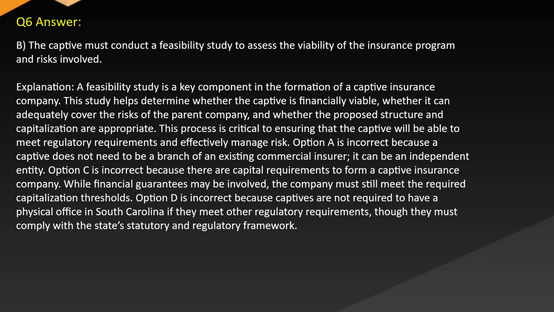Option A is incorrect because a captive does not need to be a branch of an existing commercial insurer. It can be an independent entity. Option C is incorrect because there are capital requirements to form a captive insurance company. While financial guarantees may be involved, the company must still meet the required capitalization thresholds. Option D is incorrect because captives are not required to have a physical office in South Carolina if they meet other regulatory requirements; they must comply with the state statutory and regulatory framework.